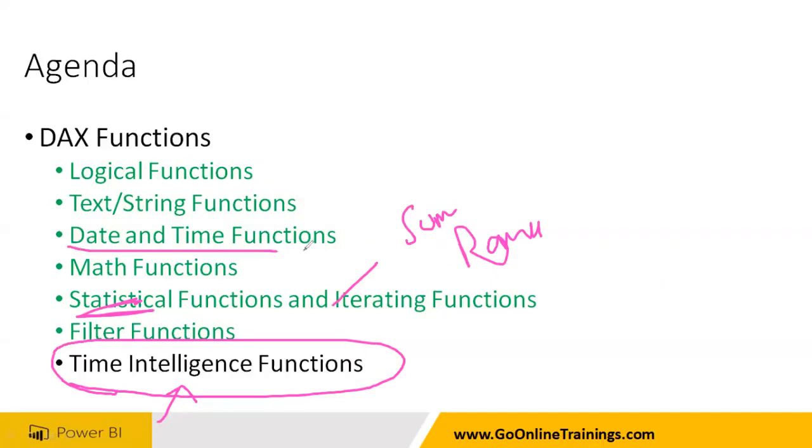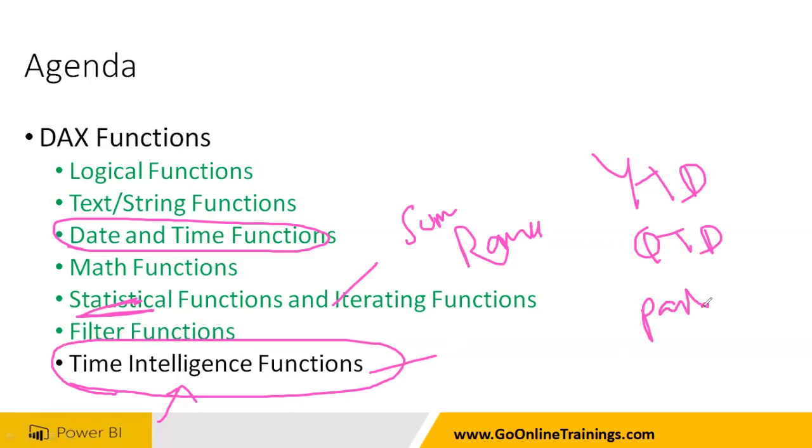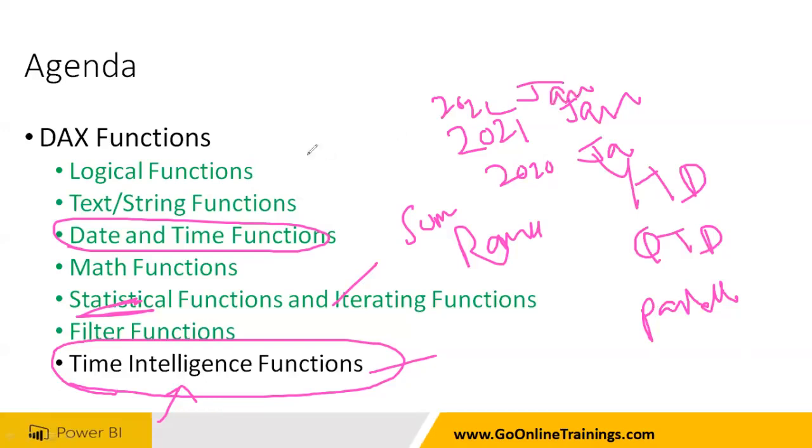Date and time functions tell you how to get the year number, how to get the quarter number, and so on. But these functions will tell you parallel period sales, year to date sales, month to date sales. You don't understand what a YTD is, right? YTD sales, QTD sales. It is very, very simple. Parallel period sales means I wanted to get 2021 January sales. What is a parallel period? 2020 January and 2022 January. This is a parallel period. So for 2021 quarter one, what is the parallel period? 2022 quarter one sales, 2020 quarter one sales.